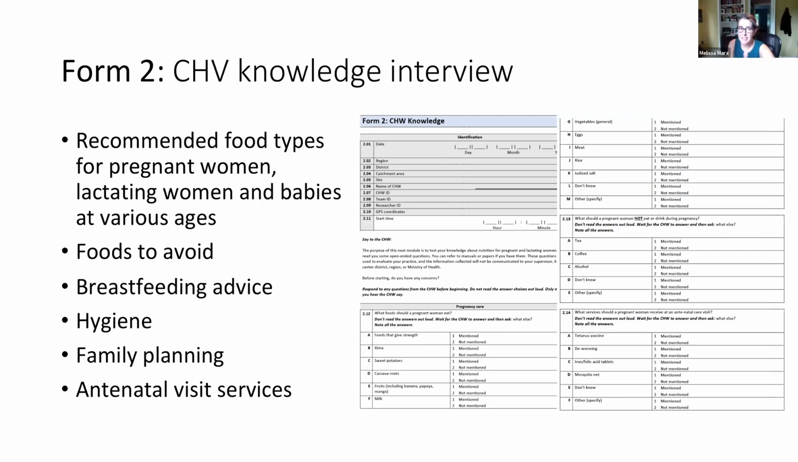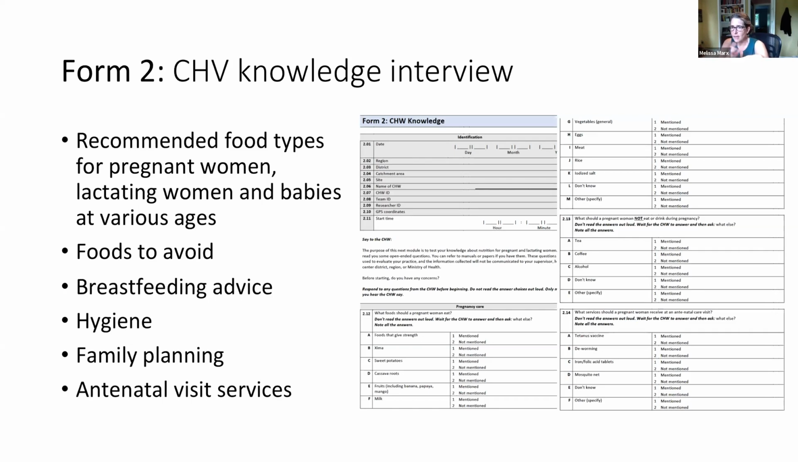Okay, so the second form is the CHV knowledge interview. And as I said before, the job aids that were given to the community health volunteers were quite specific. They talked about what foods are recommended, what foods are to be avoided, what breastfeeding advice is for the various ages, as well as supplemental feeding as the baby gets older. They talk about hygiene and family planning and antenatal visit services. And so our tool goes through to see if the community health volunteer recalls all of those things.